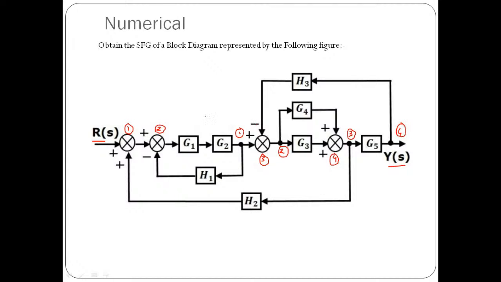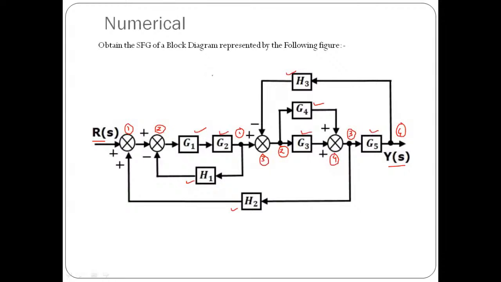Apart from that, we are having some forward path blocks like G1, G2, G3. This is also going to be a forward path block G4 followed by G5. And we are having some feedback path blocks like H1, then H2, and then H3. So these things we need to observe very carefully.